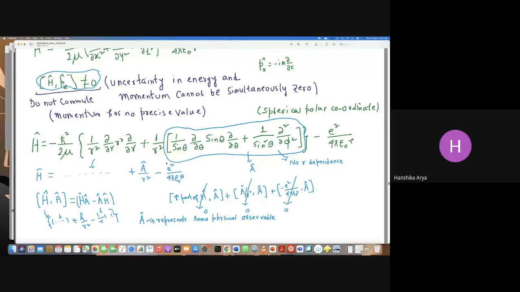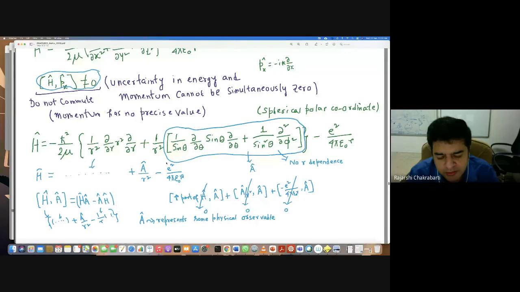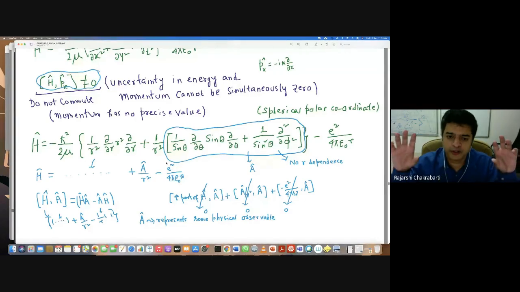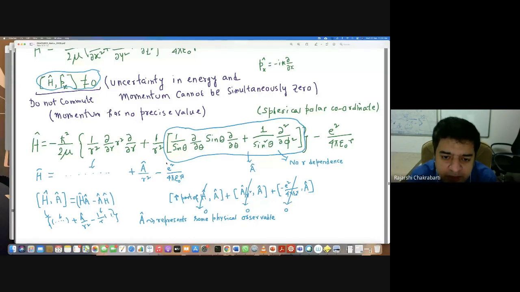Yes, sir. Should be easy to follow, isn't it? Because if two operators commute, then the corresponding physical observables can be measured simultaneously without uncertainty, isn't it? Like in a free particle, H and Px commute. So simultaneously you can measure energy and linear momentum.